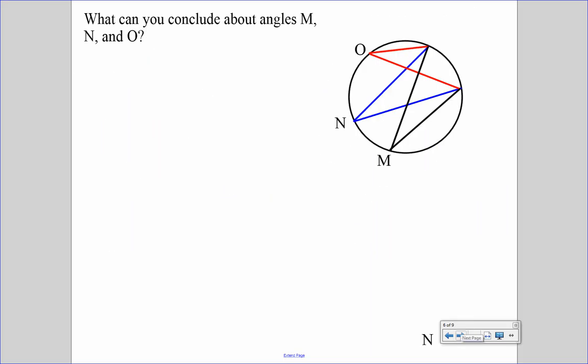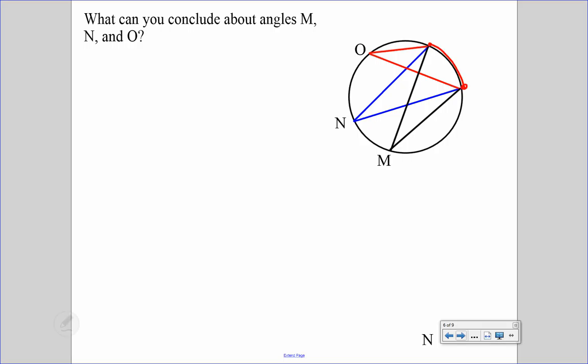All right, we're moving on to something a little bit different, okay? We still have inscribed angles. If you notice, I have a red inscribed angle, a blue inscribed angle, and a black inscribed angle. And it asks you, what can you conclude about angles M, N, and O? Well, I'm going to look at their arcs. So I'm going to take the red one first. If you notice, the red arc goes from here to here.